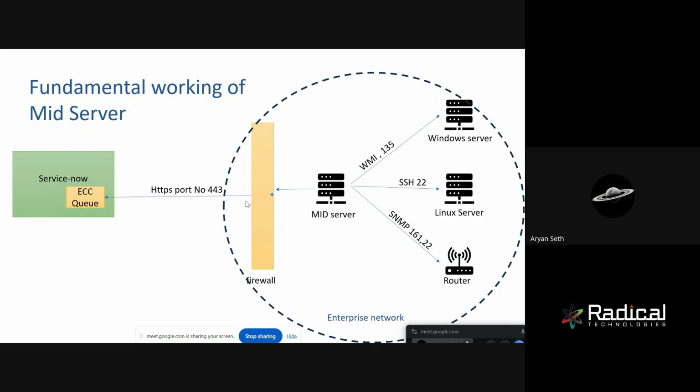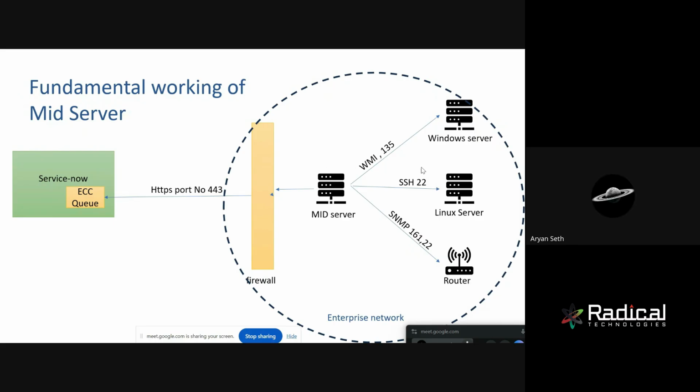A firewall is a wall that gives you permission to go out or go in. If your mid server is allowed to communicate between ServiceNow and your client infrastructure through that firewall, you will be able to do the discovery very well. But if your firewall is closed for you, then you won't be able to communicate from end A to end B.